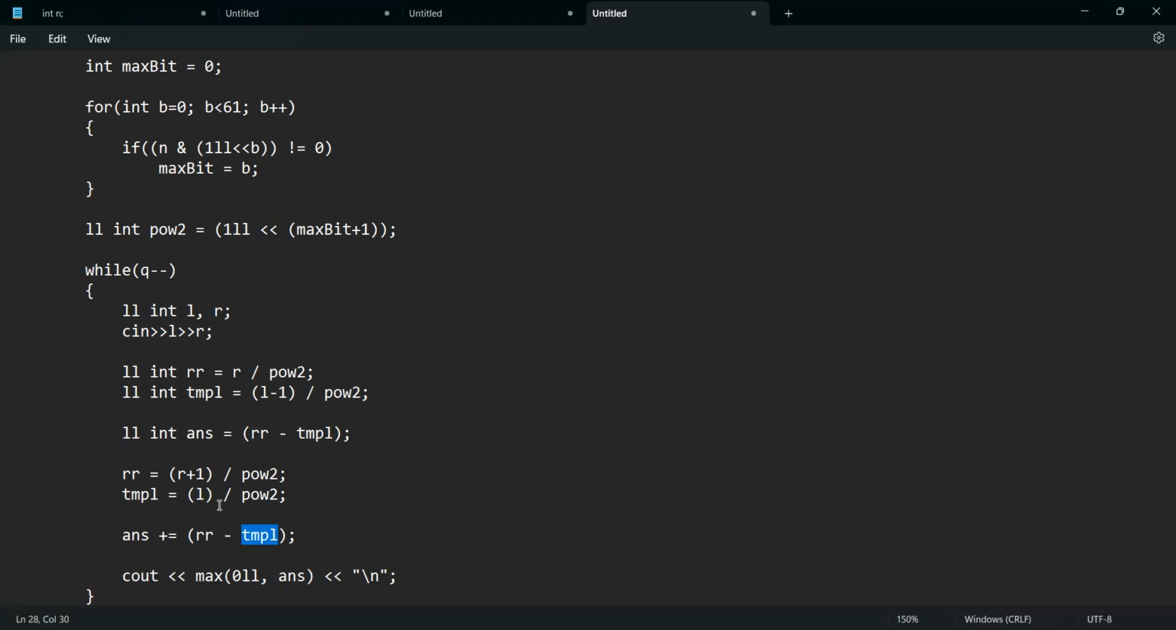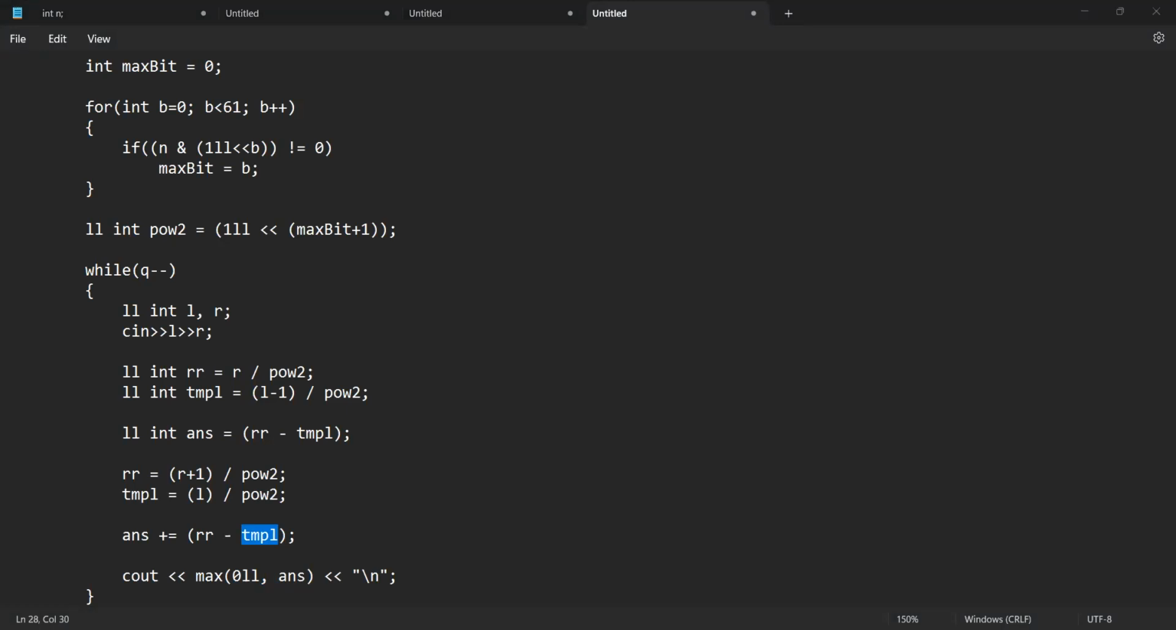So is this clear? Is it clear? Yes, no, anything? Okay, so the calculation part is confusing.